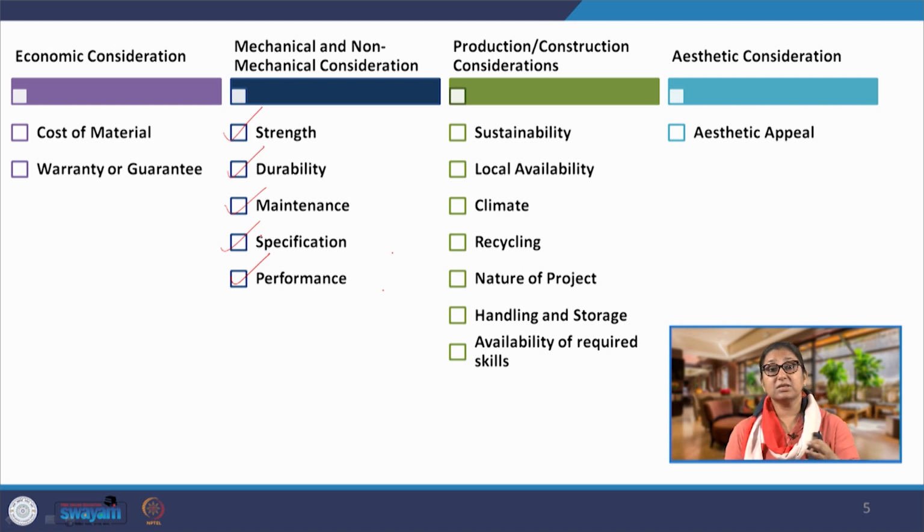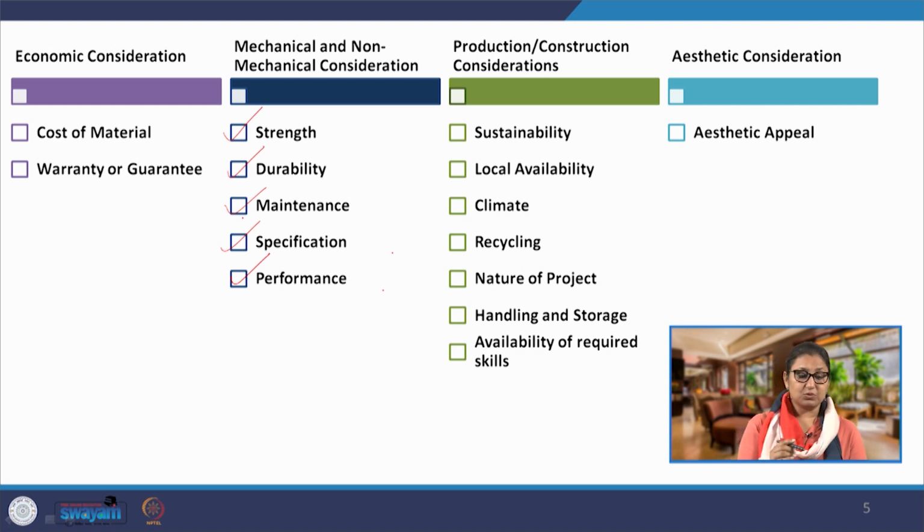Then we are talking about maintenance. There are certain materials which require a lot of maintenance, and that is why they are not very common in use these days. A lot of materials which qualify on a lot of different other criteria, but they require a lot of maintenance, are gradually going out of the market. People are not preferring materials which require a lot of maintenance. We will come to each of these factors in detail now, and there could be a number of other factors which we can include in this list, but these are the primary factors which can be considered within mechanical and non-mechanical considerations.